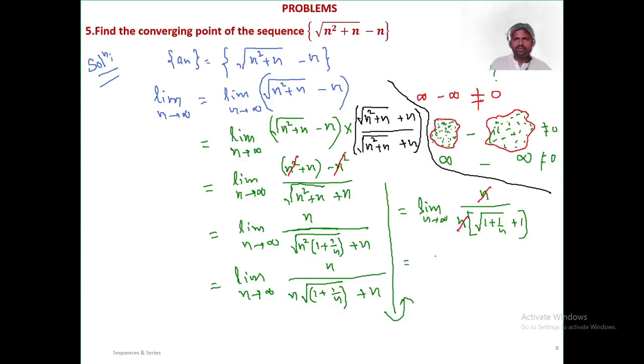So now limit n becomes large. You apply the limit, so 1 upon square root over 1 plus 1 upon infinity, and plus 1. What will you get? Which is 1 upon root 1 plus 1, nothing but 1 by 2. So therefore the given sequence converges to 1 by 2.